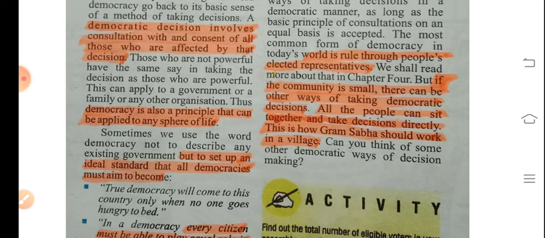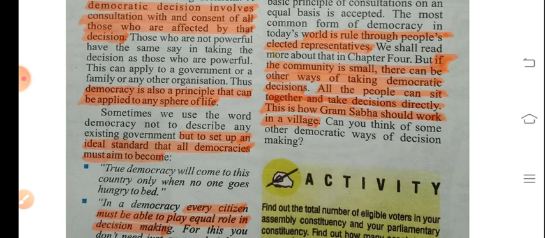If the country is small, there can be other ways of taking democratic decisions, where all the people can sit together and take decisions directly. This is how Gram Sabha should work in a village.